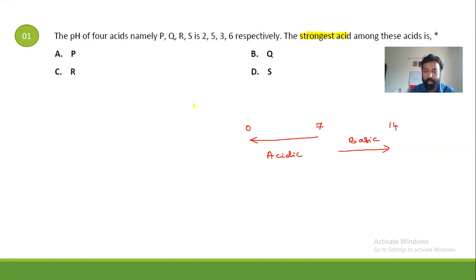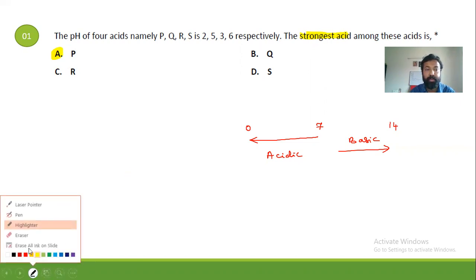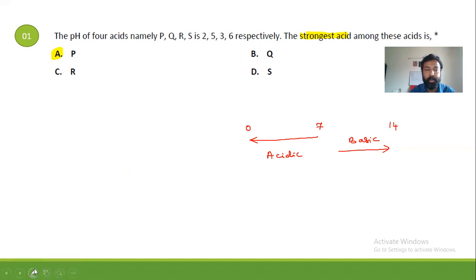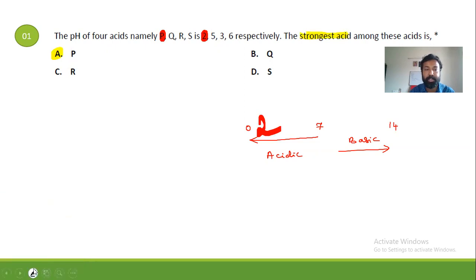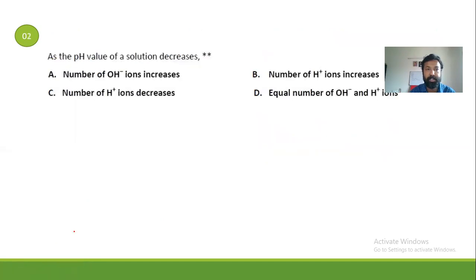The answer to the first question is A, that is P. Why is P selected? Because the value is 2. 2 is acidic in nature, students. 2 is more acidic in nature. That's why we picked the option P that has a pH of 2 in this case. Hope you have understood this particular question. A very simple question to start off with the session. Let's have the second question, students.